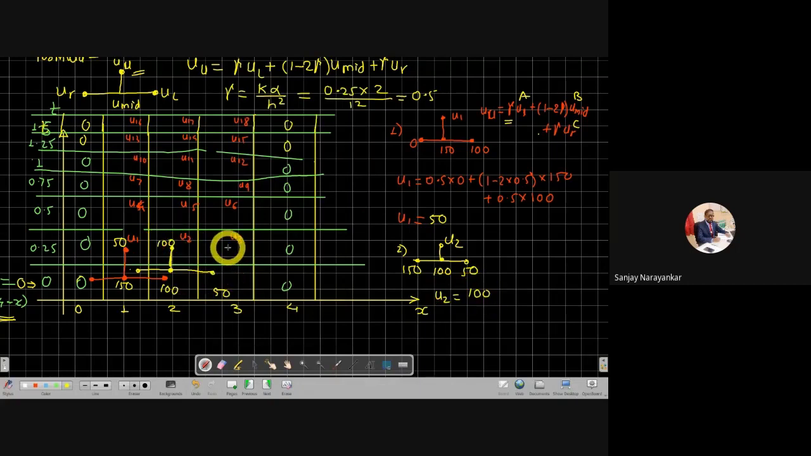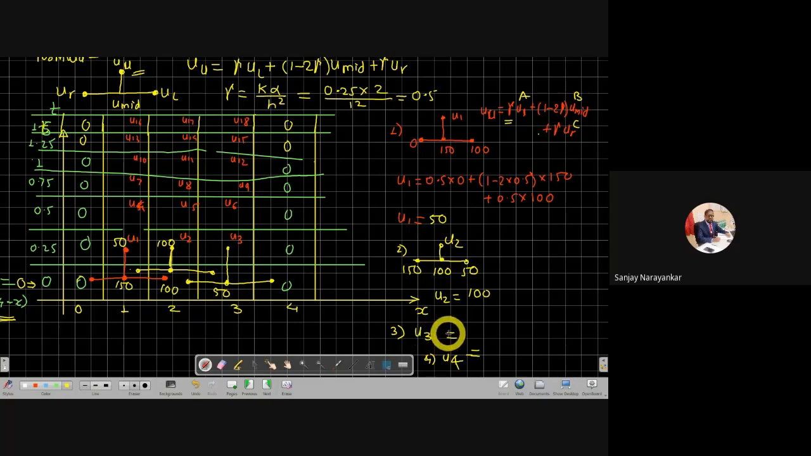Next, draw a vertical line, find out the right, left and middle values, and keep on continuing for U3, U4. You can find out all these values. Any doubt? Any question? No?